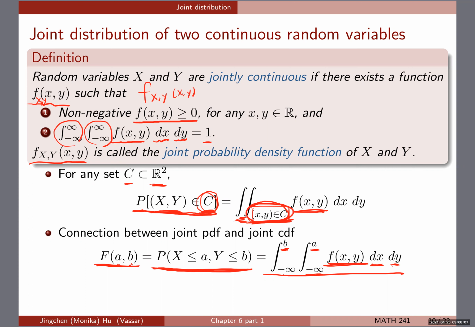And then lastly, that connection is also the other way around. If I have the joint CDF, then if I take the partial derivative twice, one with respect to x, one with respect to y, then I will come back to my joint PDF.